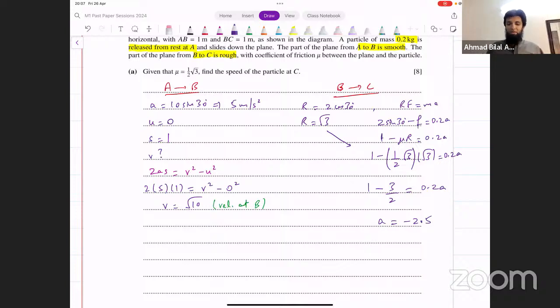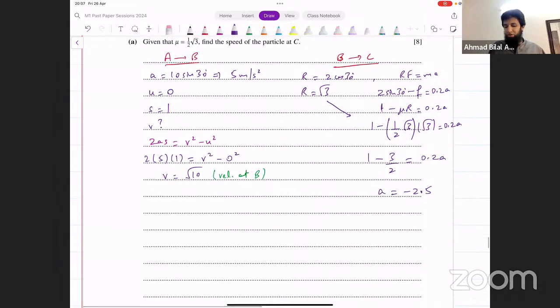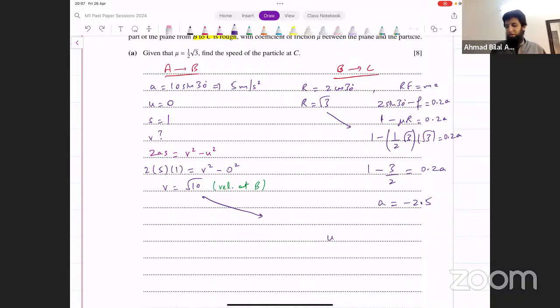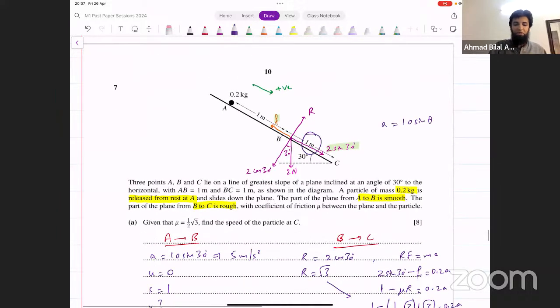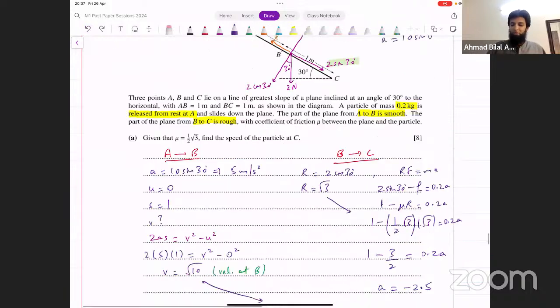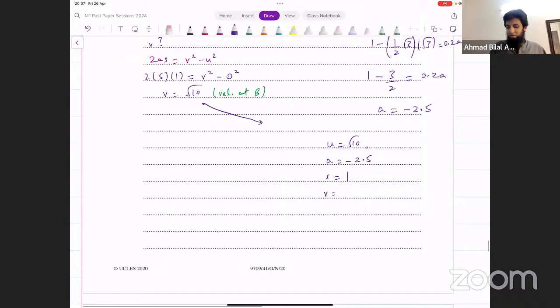Now, what else do we know about this part of the journey? We know the initial velocity, because the velocity at B was √10. That will be the initial velocity for this part of the journey. U equals √10. Acceleration is equal to minus 2.5. And we know the displacement, that is 1. You can see this part was also 1 meter. We need to find the final velocity at the point C. Which equation do we use for that?